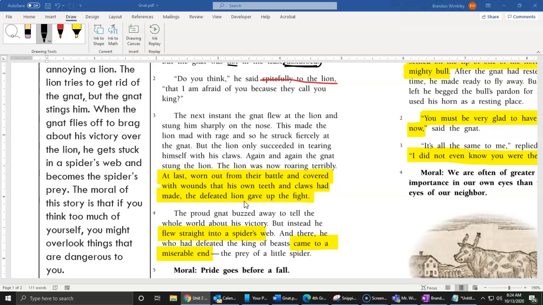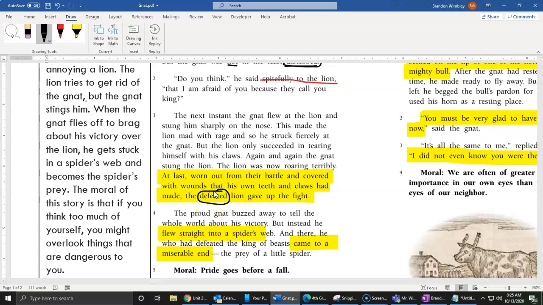So paragraph 3. "The next instant, the gnat flew at the lion and stung him sharply on the nose. This made the lion mad with rage, so he struck fiercely at the gnat. But the lion only succeeded in tearing himself with his claws. Again and again, the gnat stung the lion. The lion was now roaring terribly. At last, worn out from the battle and covered with wounds that his own teeth and claws made, the defeated lion gave up the fight."